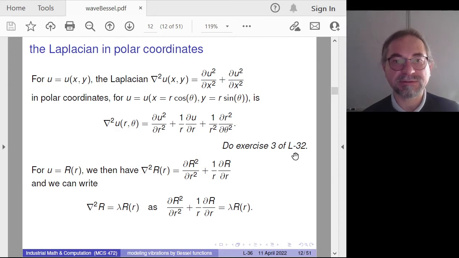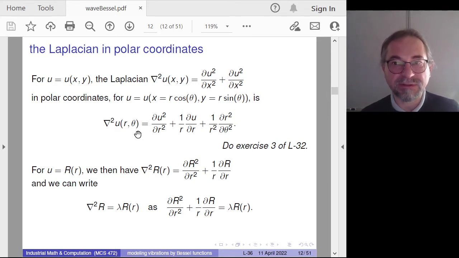A little bit tedious, but if you work in a very systematic way. So here, what I try to do on this slide, I have the Laplacian in rectangular coordinates. I give this explicitly with the x and the y, and then I have the Laplacian in polar coordinates with r and theta.